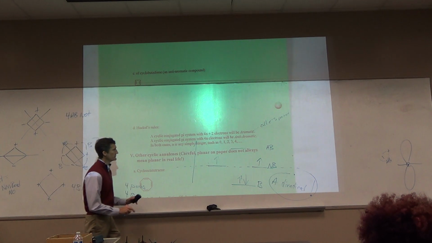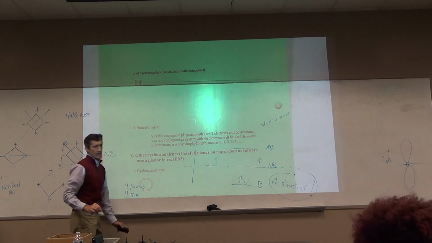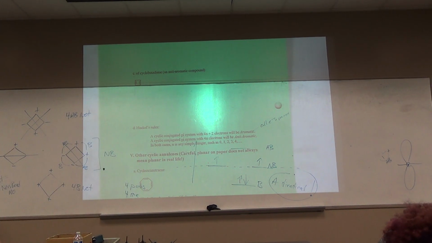Now what is 4n plus 2? What is n? n is just some integer. It can even be 0. If n is 0, what is 4n plus 2? 2. What if n is 1? 6. And 6 is called a Huckel aromatic number.